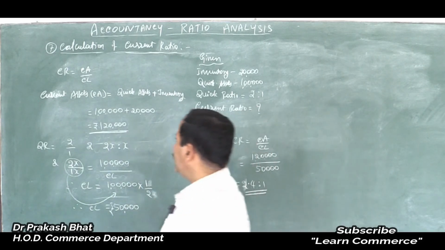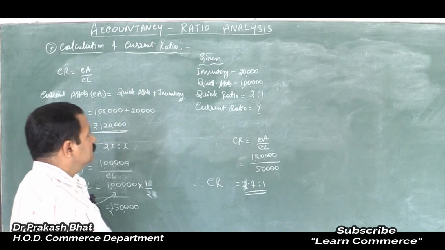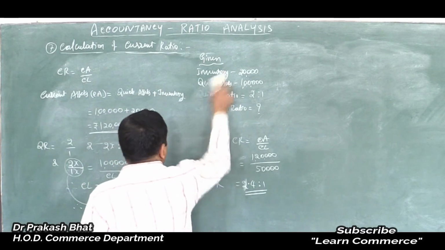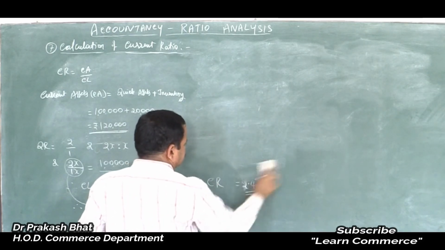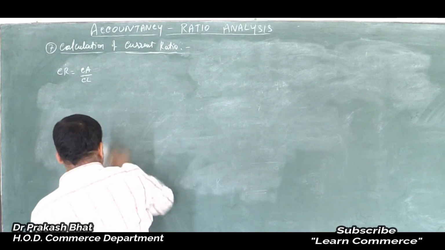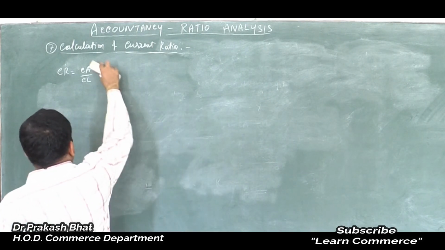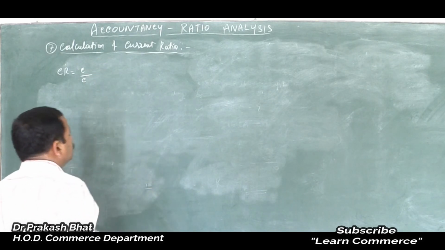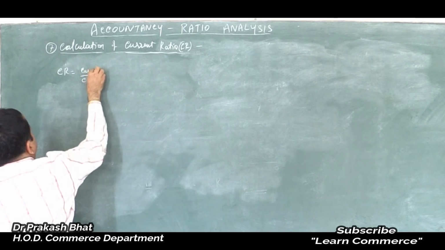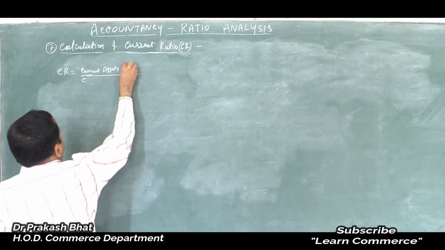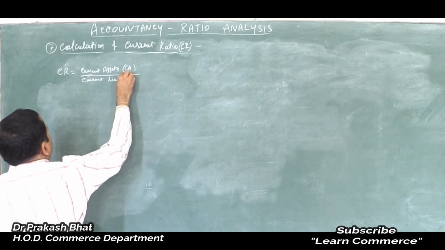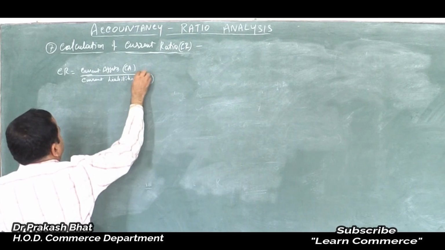Current ratio is equal to current assets divided by current liabilities. Calculation of current ratio. They told us to calculate current ratio and quick ratio, that is liquid ratio, right? So let us solve it. Write the formula. Current ratio is equal to current assets, CA, divided by current liabilities, CL, isn't it? Yes.